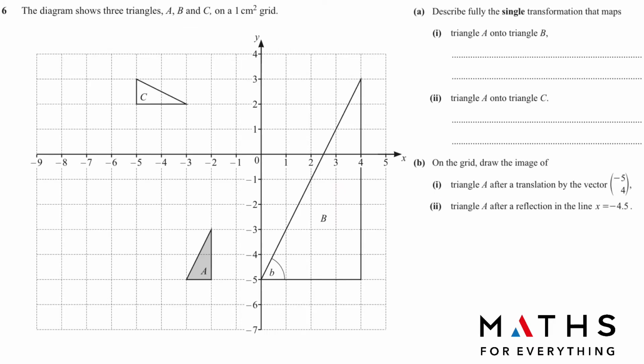We again have a diagram given here with three triangles A, B, C on a 1 square centimeter grid. Describe fully the single transformation that maps triangle A to triangle B. From the size, you can make out that this is enlargement. If it is enlargement, you will need to write three things. First, you will write enlargement. Second, you need to write the scale factor of enlargement.